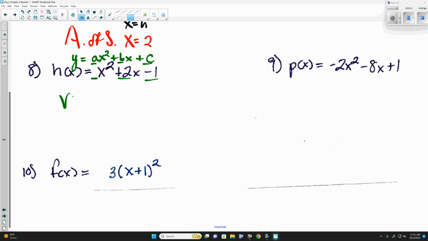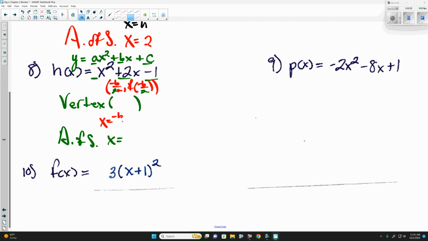Now, for this here, we still need to find the vertex and the axis of symmetry. Now, the vertex comes in the form of negative b over 2a, comma, f of negative b over 2a. And our axis of symmetry is x is equal to negative b over 2a. So the first thing we need to find in solving these here is the value of negative b over 2a.